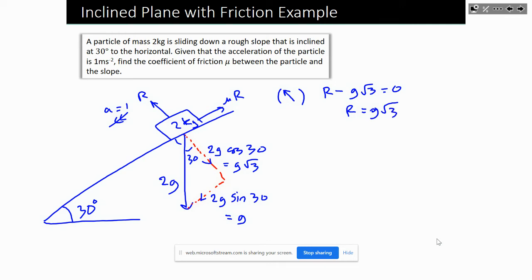And then we want to resolve down the slope. I'm resolving down the slope because that is the direction of our acceleration, to keep everything positive in that direction. So down the slope we have 2g sine 30, which is just g, which we'd already calculated.